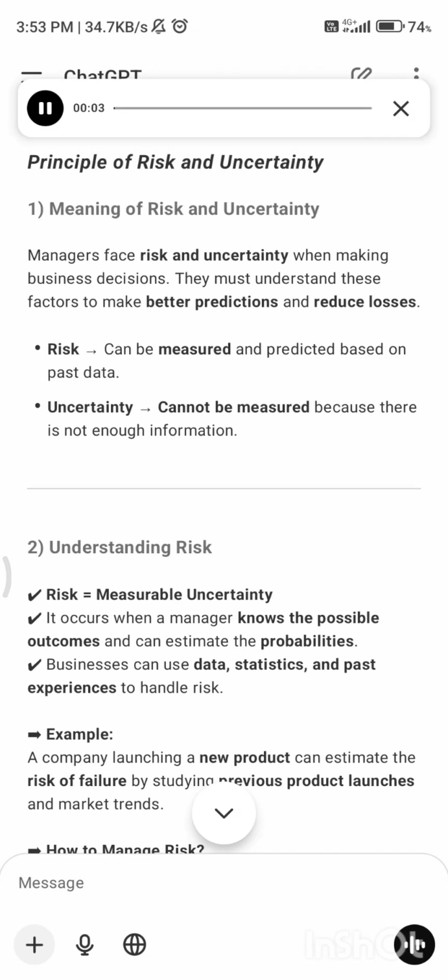1. Meaning of risk and uncertainty. Managers face risk and uncertainty when making business decisions. They must understand these factors to make better predictions and reduce losses. Risk can be measured and predicted based on past data. Uncertainty cannot be measured because there is not enough information.